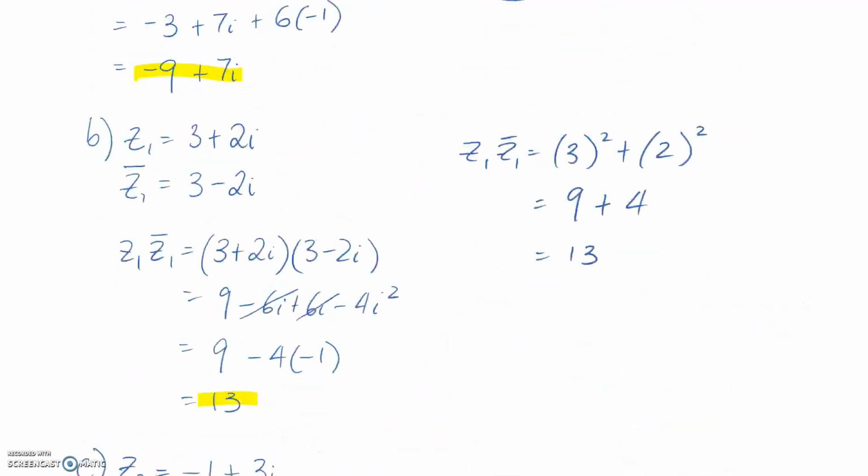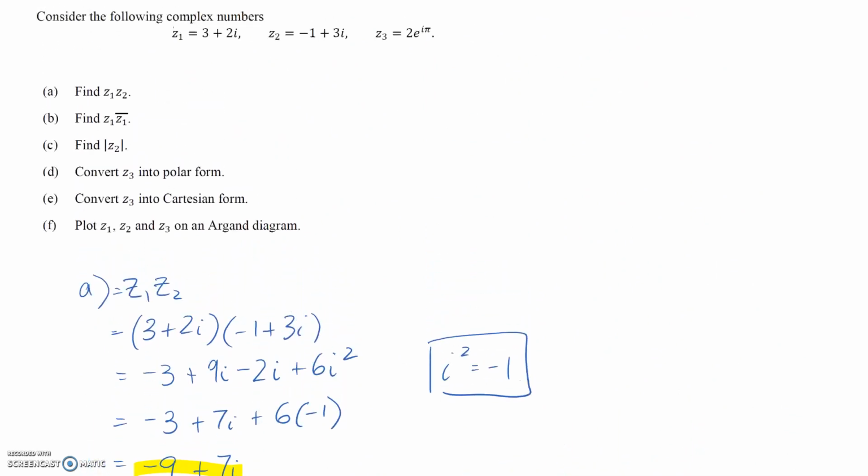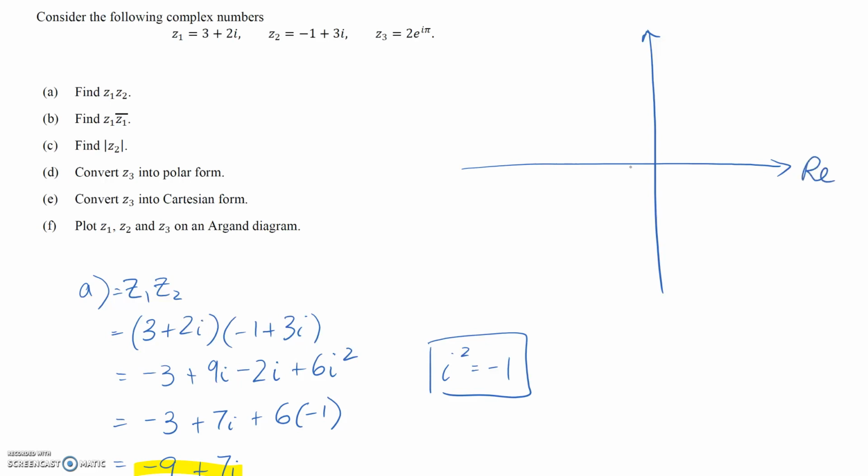Alright, so we've got our very last part of the question, which is it wants us to draw Z1, Z2 and Z3 on an Argand diagram. So I might just do that here. So setting up our Argand diagram, we've got the real on the horizontal axis and the imaginary on the vertical axis. So if we look at Z1 initially, it's 3 on the real axis, so let's pop that there, and 2 up on the imaginary. Alright, so that there is going to be Z1.